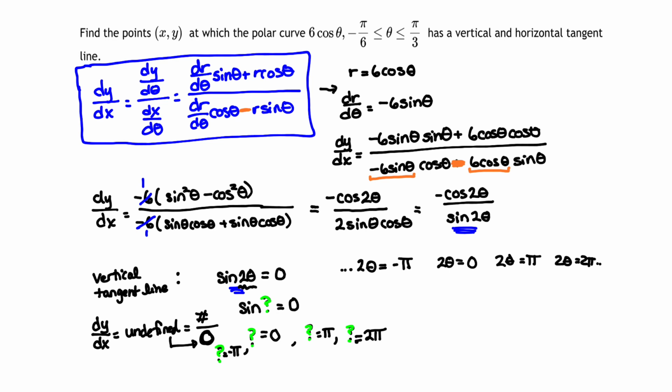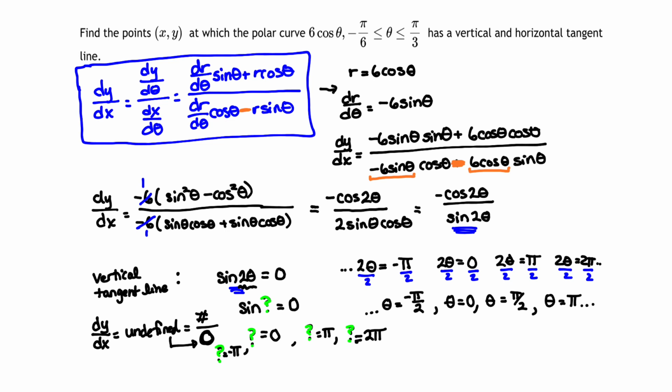Let's continue solving for theta. I can achieve that by simply dividing both sides of each of these equations by 2. If I divide each equation by 2, that gives us theta. So the sine of 2 theta is 0 when theta is negative pi over 2, when theta is 0, when theta is positive pi over 2, and when theta is pi. Dot, dot, dot, continuing in both directions.